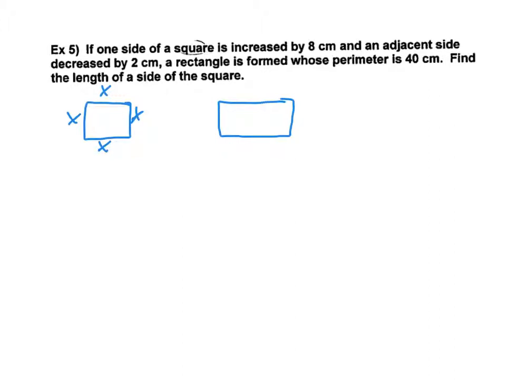And one side of it is increased by 8. So for the rectangle, we're going to say that it is increased by 8, and the adjacent side is decreased by 2. So you're taking the square and increasing it by 8 on this side and decreasing it by 2 on the adjacent side. And on the rectangle, the perimeter is 40. So I know that I have to use my perimeter formula. So the perimeter is equal to 2 times the length plus 2 times the width.